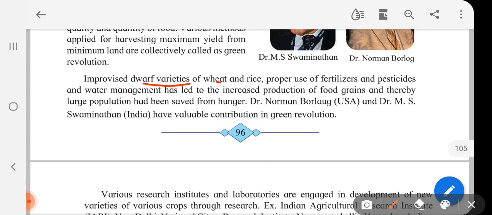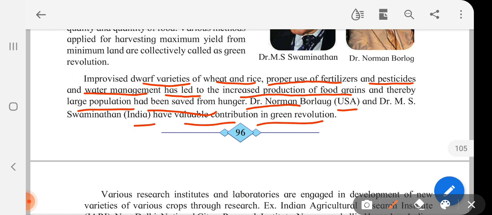Improved dwarf varieties of wheat and rice, proper use of fertilizers and pesticides, and water management have led to increased production of food grains, and thereby a large population has been saved from hunger. Dr. Norman Borlaug from the USA and Dr. M.S. Swaminathan from India have made valuable contributions to the Green Revolution.